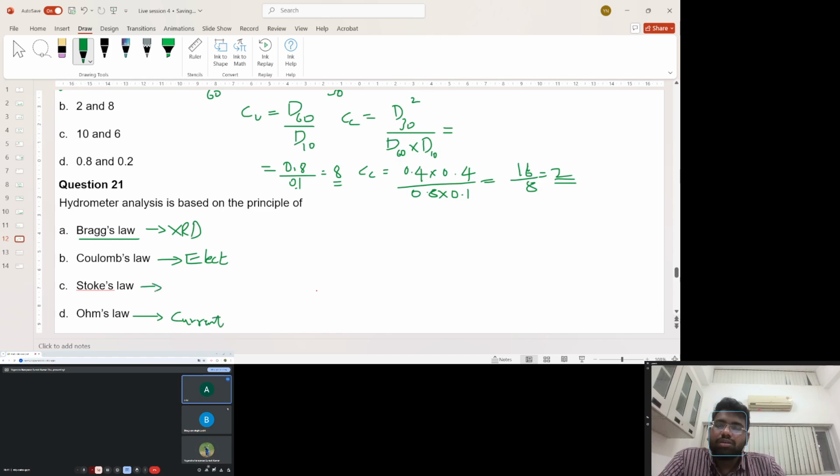Stokes law relates the velocity of a, ideally a sphere, falling through a water column. So that is related to Stokes law. Ideally, the Stokes law for our application will be V is equal to gamma solids minus gamma W, divided by 18 into mu into d square. Mu is dynamic viscosity.